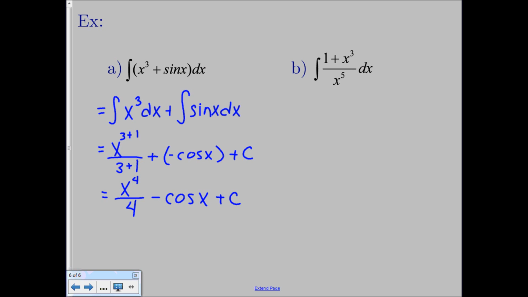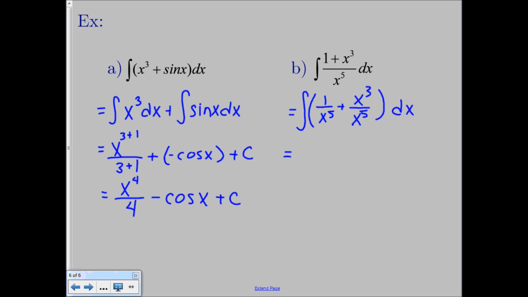Okay, so now this last one is probably the hardest one that we've looked at yet. And you might be thinking, we've got quotients, blah, blah, blah. Is there a quotient rule for integration? Unfortunately, there's not. So for right now, you always want to try and rewrite it to look like a power rule. So what we can do is, because there's only one term in the denominator, we can write this as 1 over x to the 5th plus x cubed over x to the 5th. We can just split up our fraction.